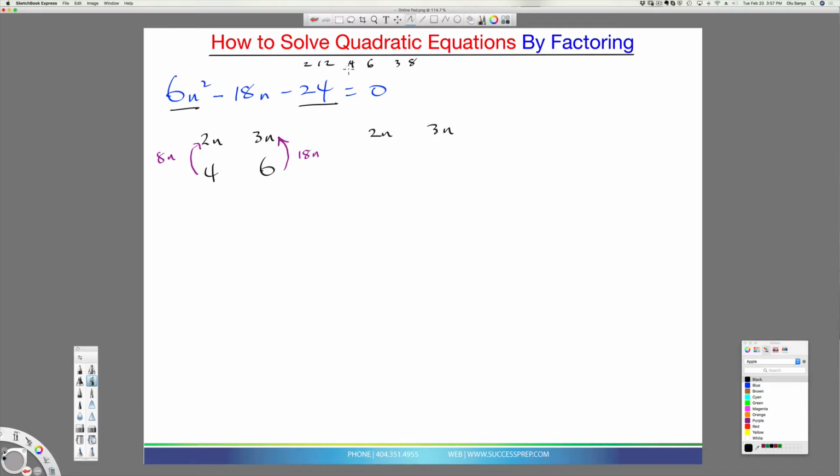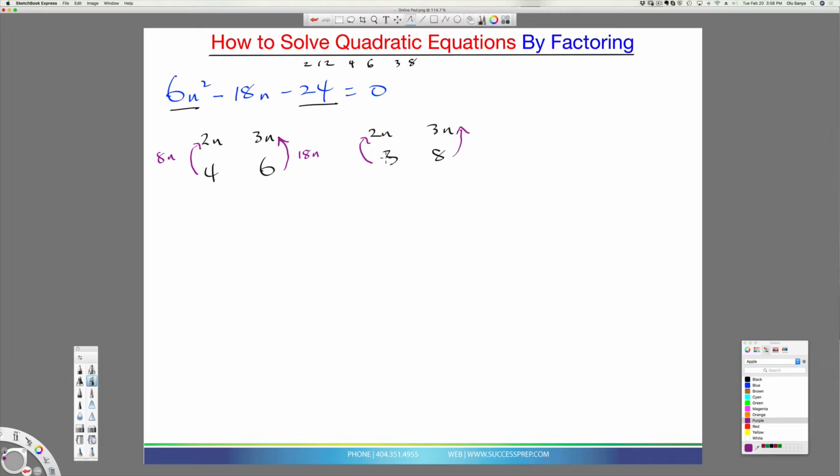I'm going to change 4 and 6. Remember, I said these are the options to get 24. So I'm going to try 3 and 8 right now. Again, I'm looking at all options for 24 and combining them with options of 6n squared to see if I can create 18 in between. So I'm going to do my side, or crisscross. Let me change the color. I'm going to do side and see what I get.